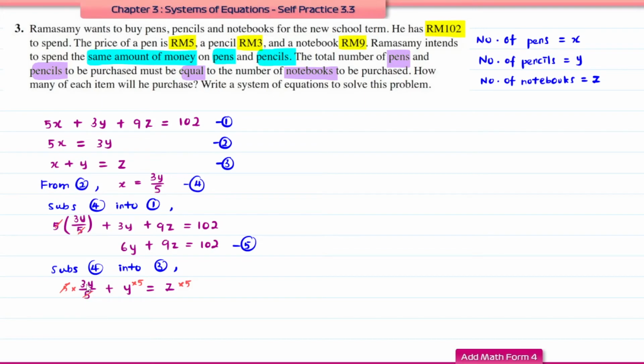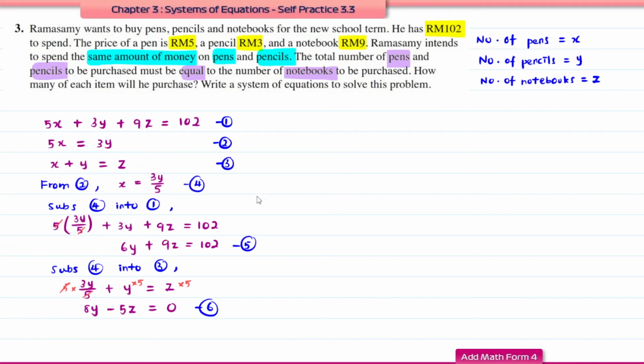So now here we have 3y plus this 5y. Right? So here we're going to have 8y. And this 5z, I'm going to move it to the left-hand side. So 8y minus 5z is equal to 0. This I'm going to label as equation number 6. So now let us focus on equations 5 and 6.